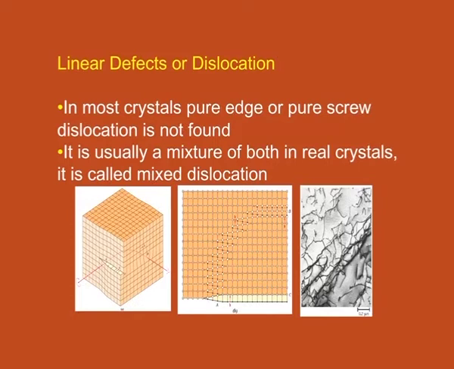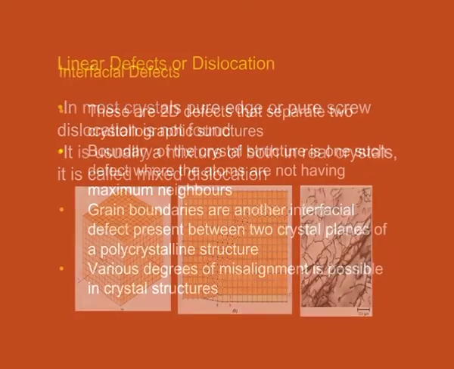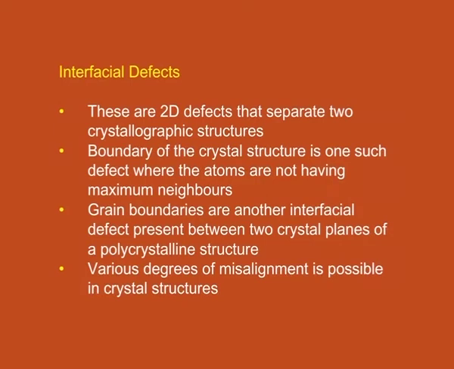Now, as we were discussing the linear defects or dislocation, we can understand what type of linear defects are present in the solid by studying the scanning electron microscope or the transmission electron microscope data. Now, the third type of imperfection is called interfacial defects. These are basically two dimensional defects that separate two different crystallographic planes.